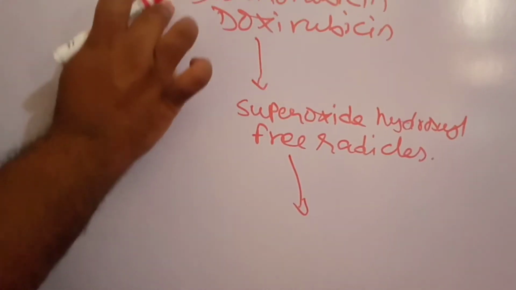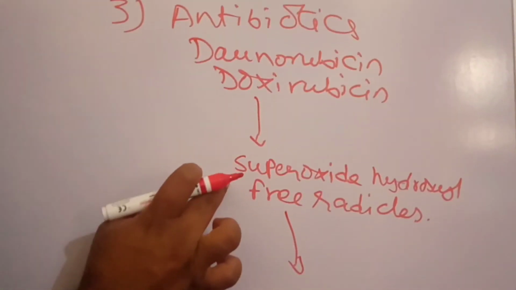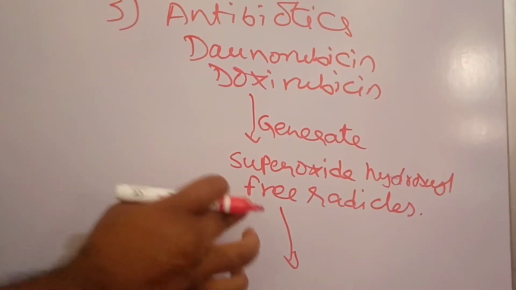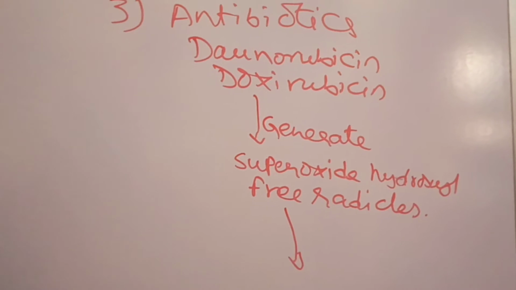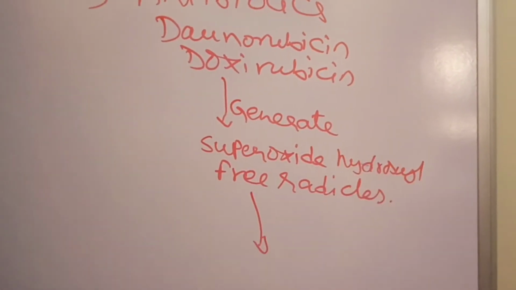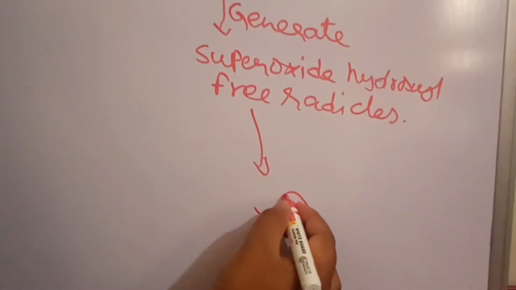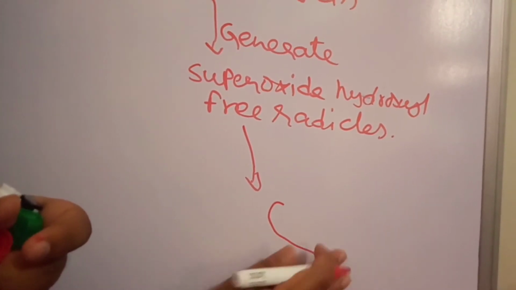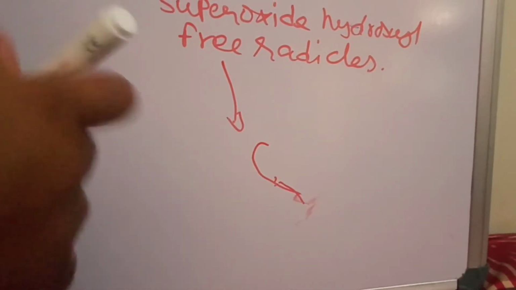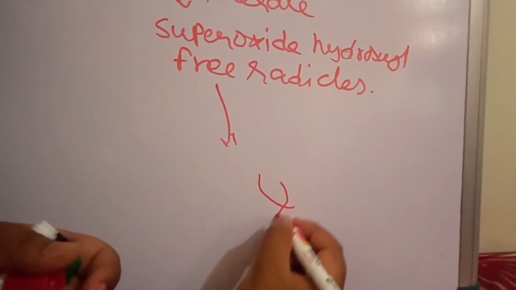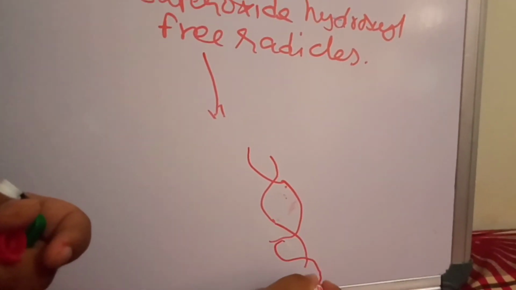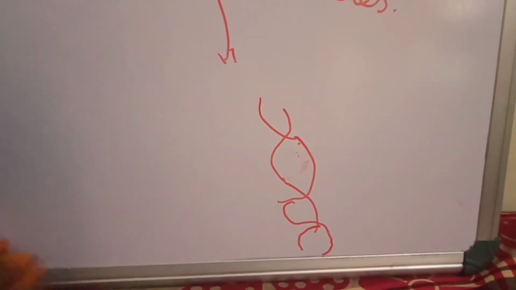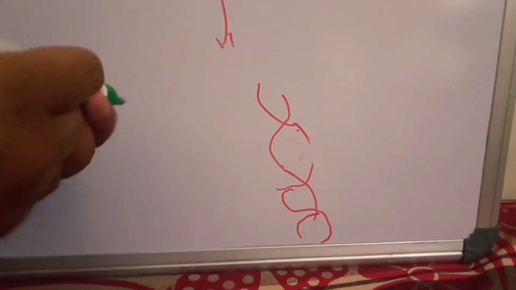The antibiotics like daunorubicin and doxorubicin generate superoxide or hydroxyl free radicals. Hydroxyl free radicals are very toxic to cancerous cells. What these free radicals do is they get inserted into the DNA structure, the helical DNA structure. I will mention this in green.